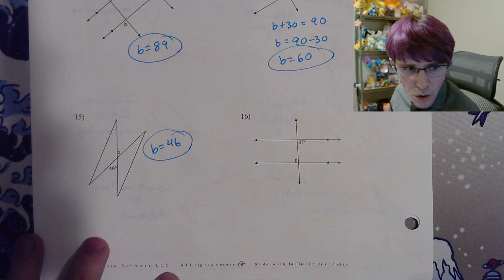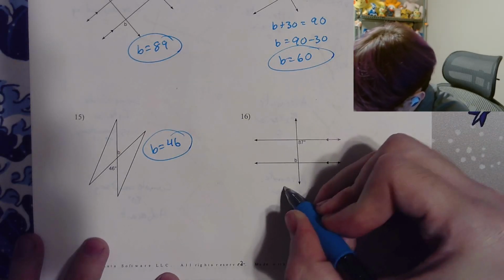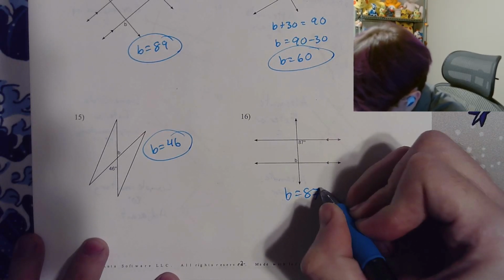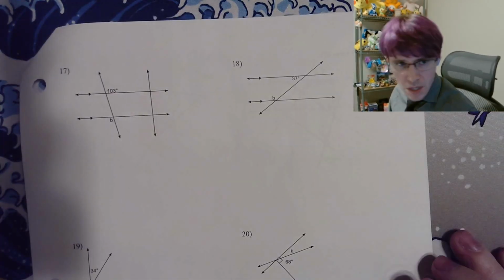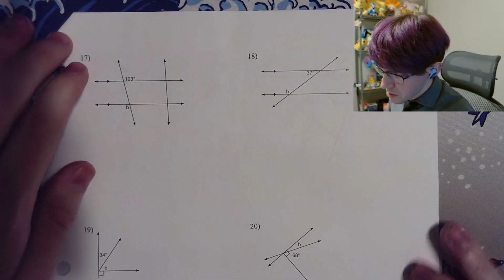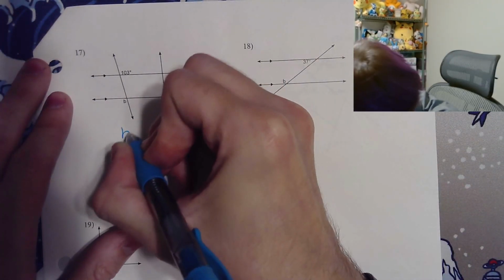Number 16, these are alternate interior angles. Alternate interior angles are always equal to each other. So simple. Number 17, these guys are going to be alternate exteriors. They're always equal to each other.